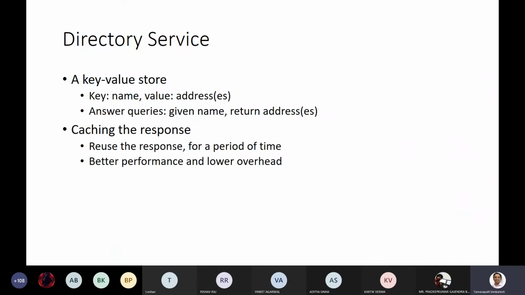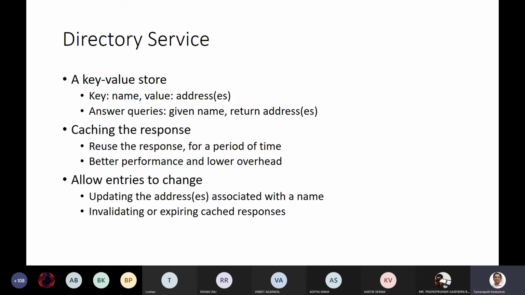And then you can also have caching of these responses so that you can reuse them, improve the performance and lower the overhead. Having a directory service also helps the entities, the names and the values, to change independent of each other. So you can update the addresses associated with the same name.